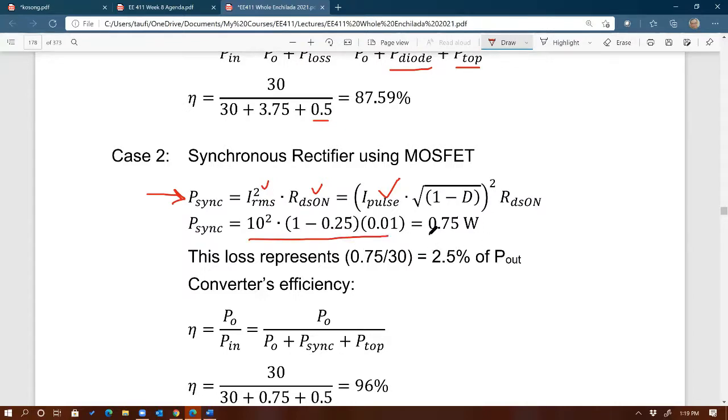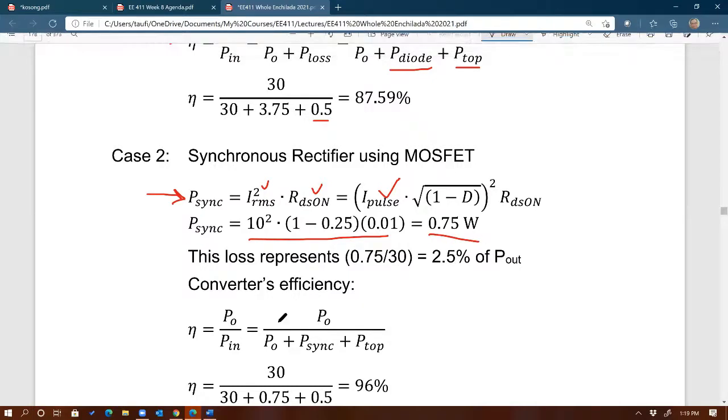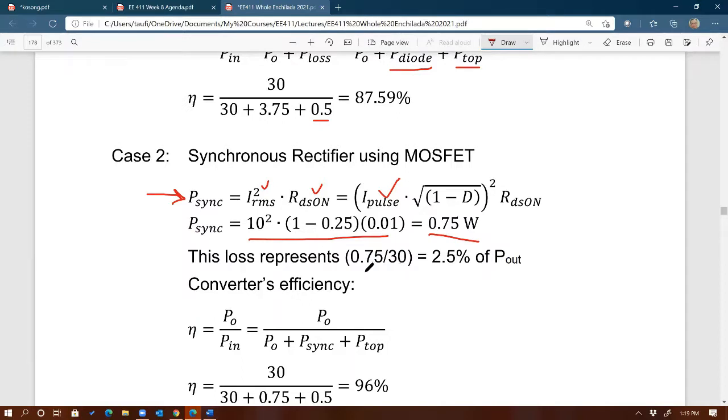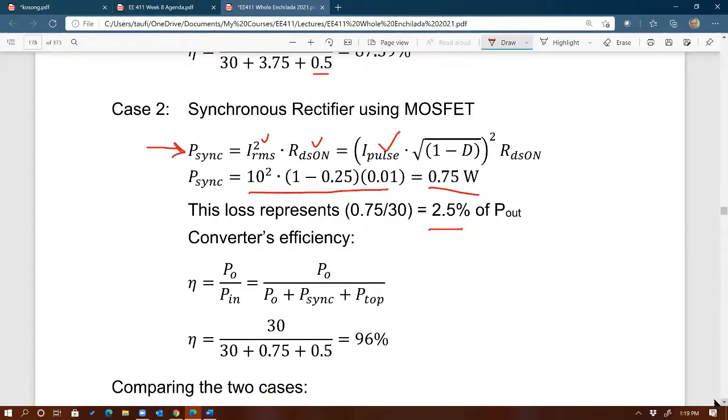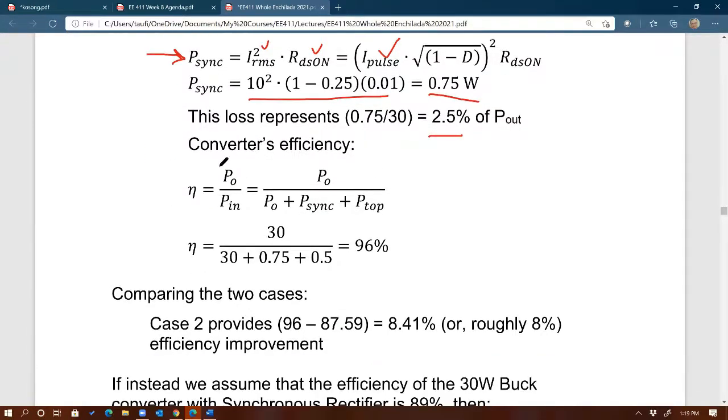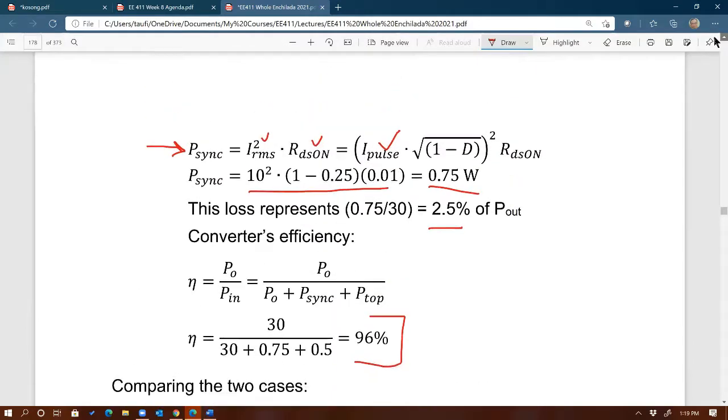That gives me 0.75 watts loss on that MOSFET, right? So this 0.75 watts represents 0.75 divided by 30 watts. That's 2.5% of the output power. And if I calculate the efficiency of this, you get 96% efficient compared to, what was it before?